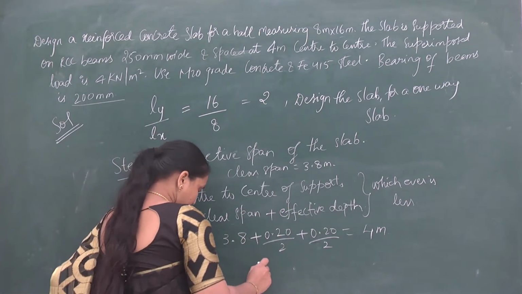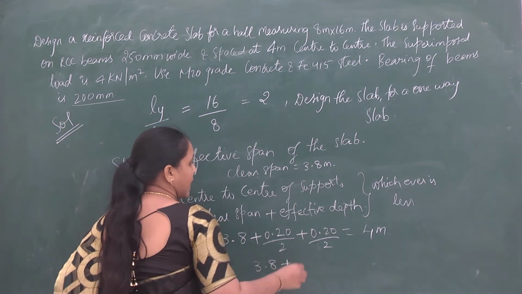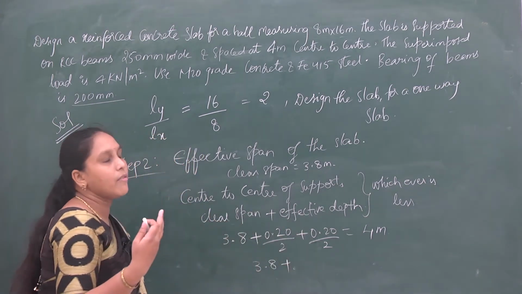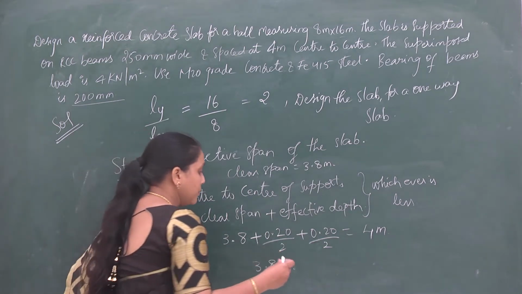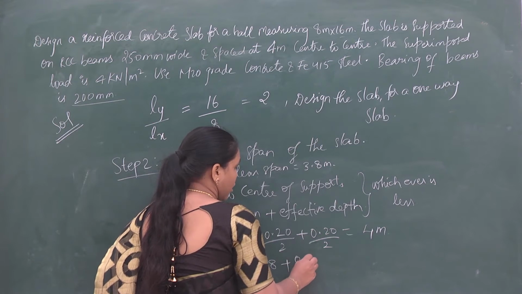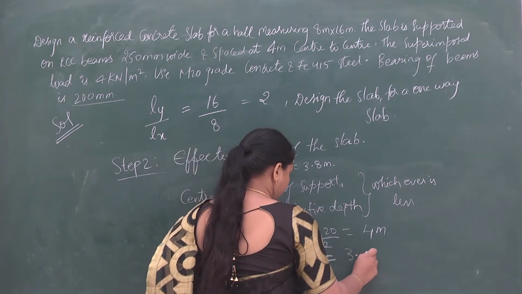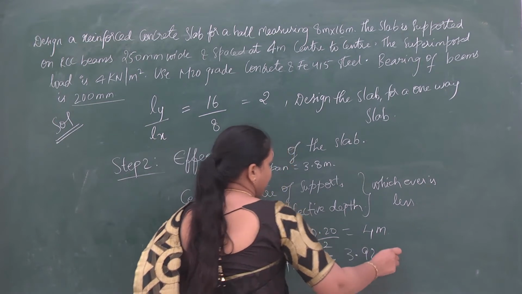So what is the clear span? The clear span is 3.8 meters plus the effective depth. How much is the effective depth? We have already calculated. It is 120 mm. So it is in meters I am converting. It will be 0.12. So total it will be a value of 3.92 meters.